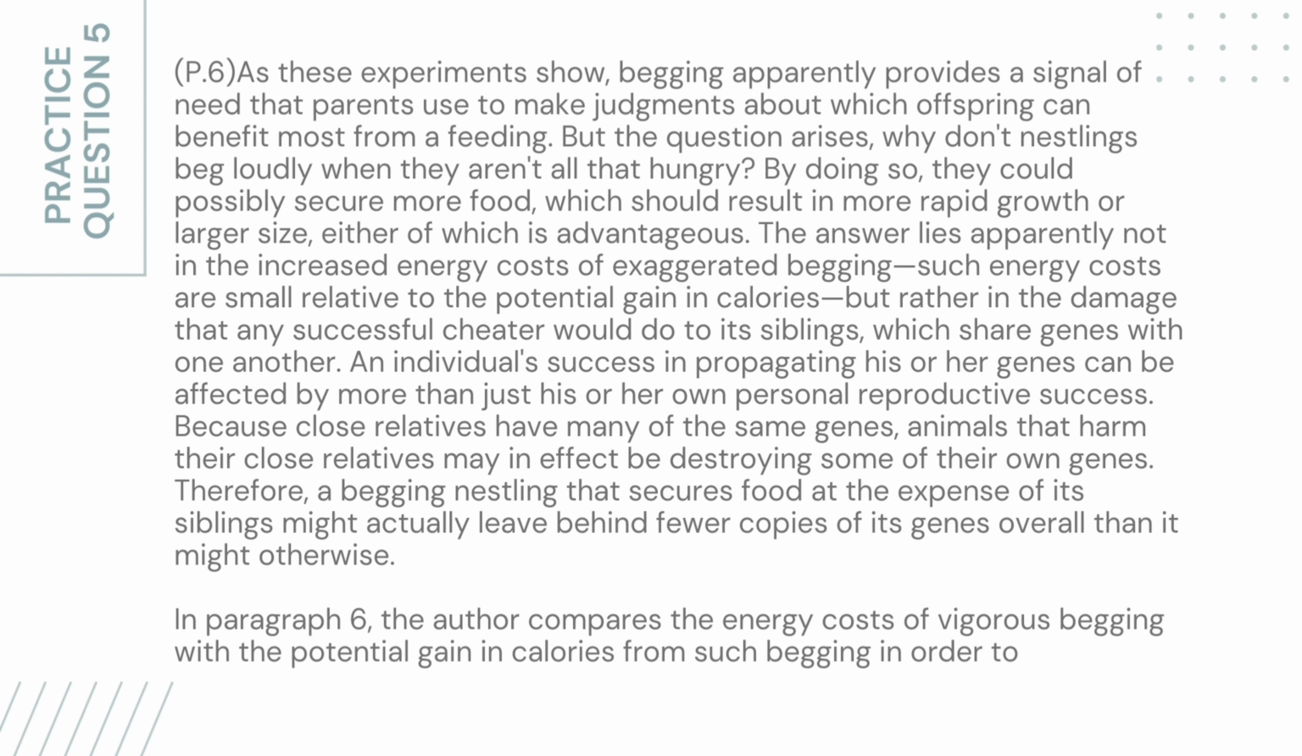Okay, we're going to do this question quickly together. The question's there at the bottom. In paragraph 6, the author compares the energy costs of vigorous begging with the potential gain in calories from such begging in order to. Okay, so it's asking us what the author is hoping to accomplish with mentioning the energy costs of vigorous begging with the potential gain in calories. There's some big vocabulary there, so some of that is in your study guide. It is helpful to know the words vigorous and potential gain.